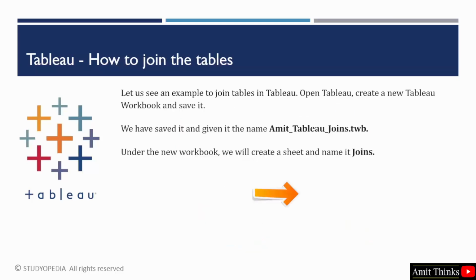Now we will see an example to join the tables. We will create a new Tableau workbook and name it Amit_Tableau_joins. Within that we will create a new sheet and we will join two tables. Okay, so let's see.